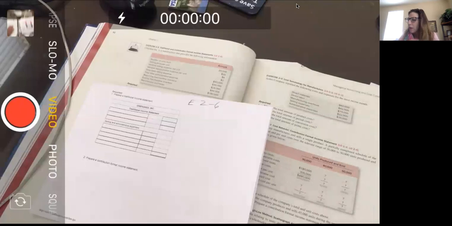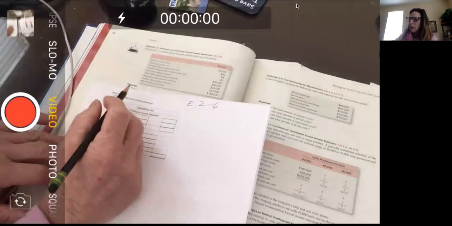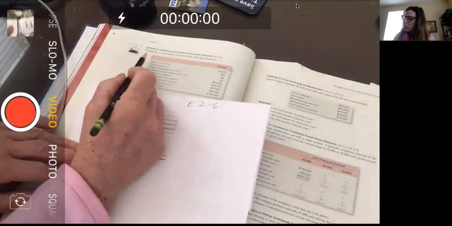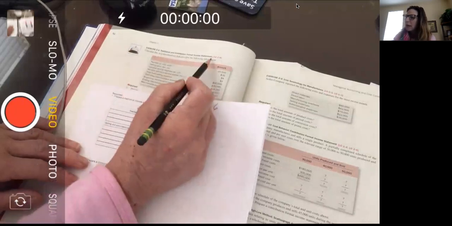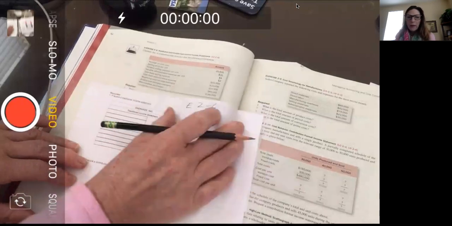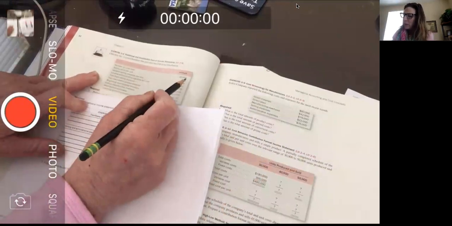Okay, so resume share. Okay, guys, so we're going to do exercise 2-6 together. You can see that this is on page 52, and what we're going to do is both a traditional and a contribution format income statement. On your own book, it says number of units sold is 20,000, and the selling price per unit is here.